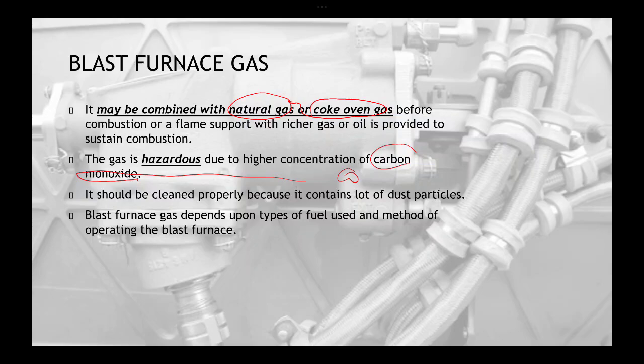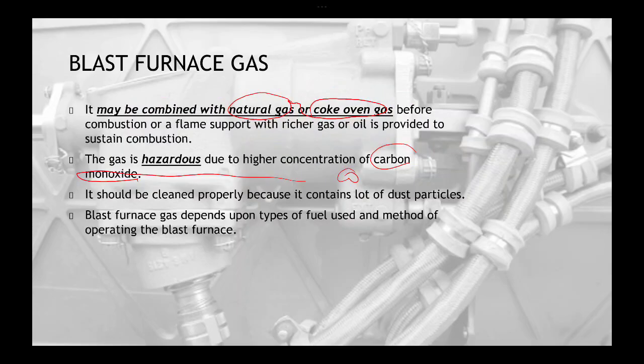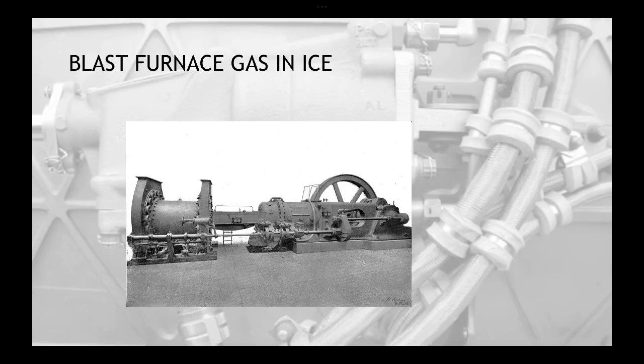Okay, so that's blast furnace gas. Again, it is made from, or a byproduct of, melting iron ore and consists of carbon monoxide, which is hazardous since it has a high concentration of carbon monoxide, and it is combined with natural gas or coke oven gas. Okay, that's blast furnace gas in internal combustion engines.